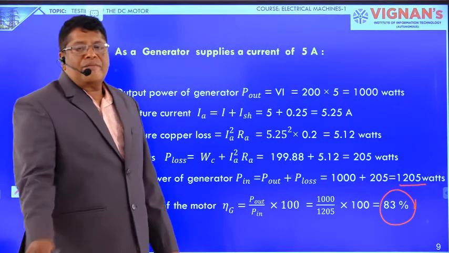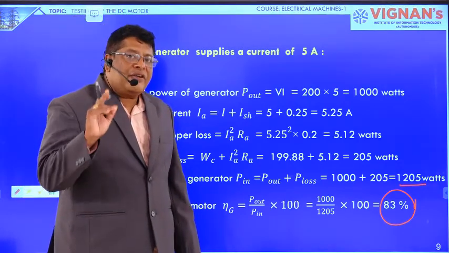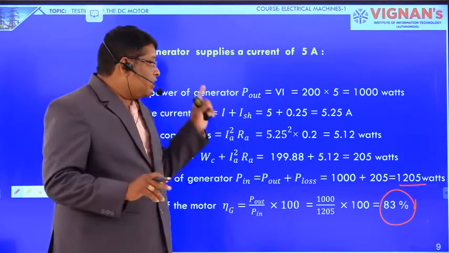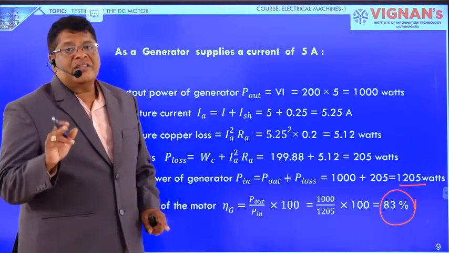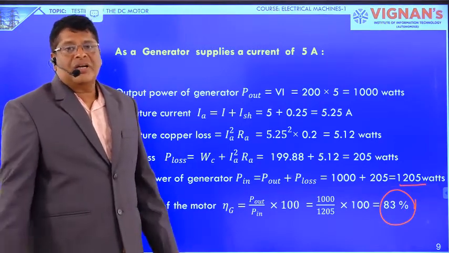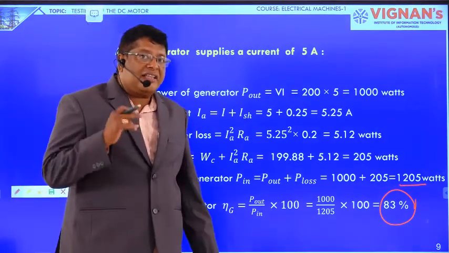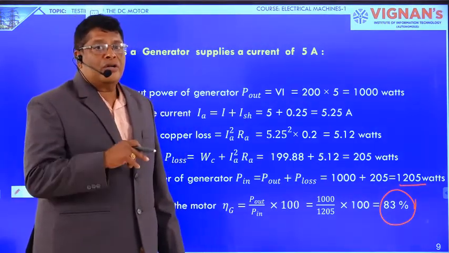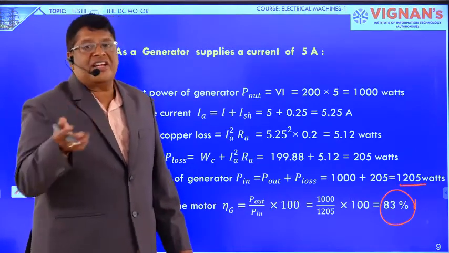See, in case of a motor, we got the efficiency as nearly 75%, but in case of generator, we are getting the efficiency as 83% for the same value of load current. So the efficiency of the generator is greater than the efficiency of the motor if you are operating the same machine as a motor as well as a generator.